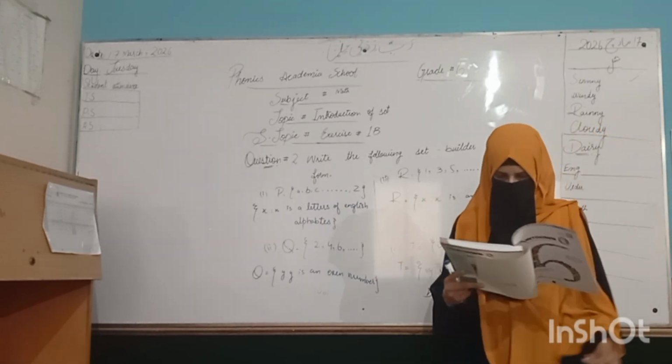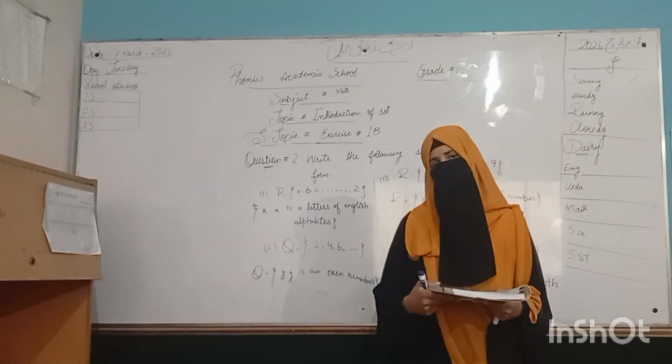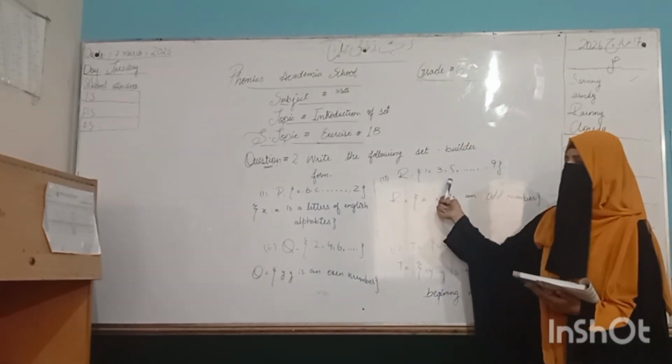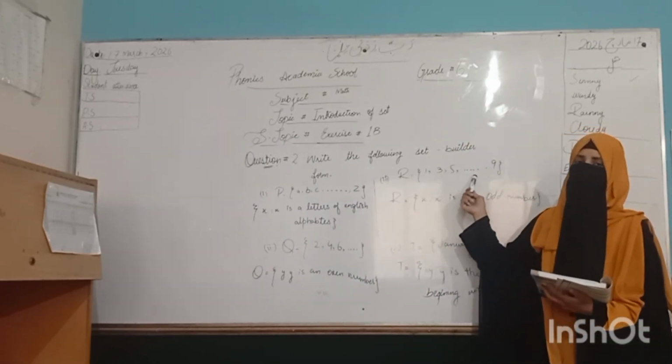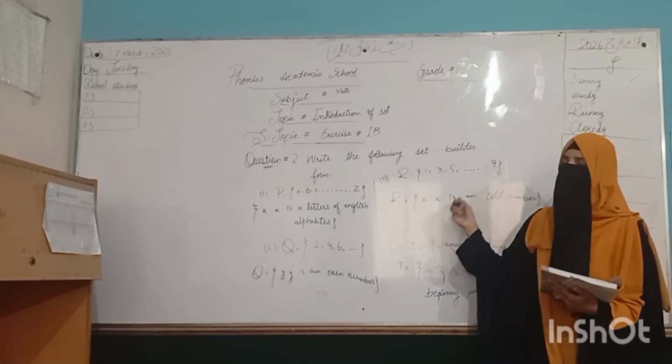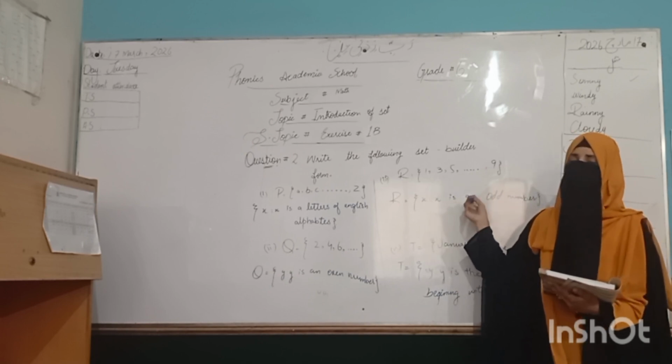Do you know what a tabular form is? In tabular form, all the members or elements are listed. When the members are listed in brackets, it is called tabular form, and when you write only a statement in brackets, it is called set builder form.